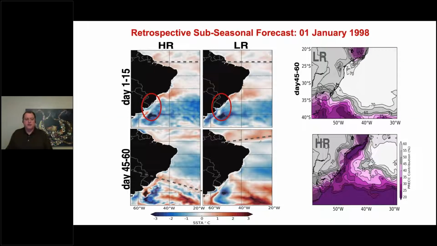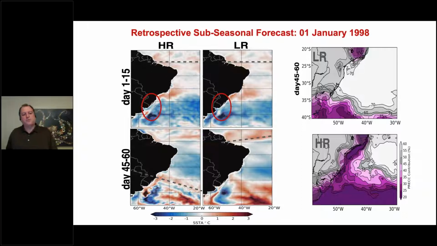This is good. I'm ahead of schedule. This is the one example that I want to show to end this up, so let me take a few minutes. This is looking near South America and the South Brazil Current, a western boundary current. Let me just walk you through these slides.